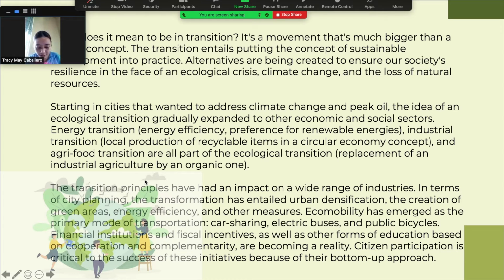In terms of city planning, the transformation has entailed urban densification, the creation of green areas, energy efficiency, and other measures. Ecomobility has emerged as the primary mode of transportation: car sharing, electric buses, and public bicycles. Financial institutions and fiscal incentives, as well as other forms of education based on cooperation and complementarity, are becoming a reality. Citizen participation is critical to the success of these initiatives because of their bottom-up approach.